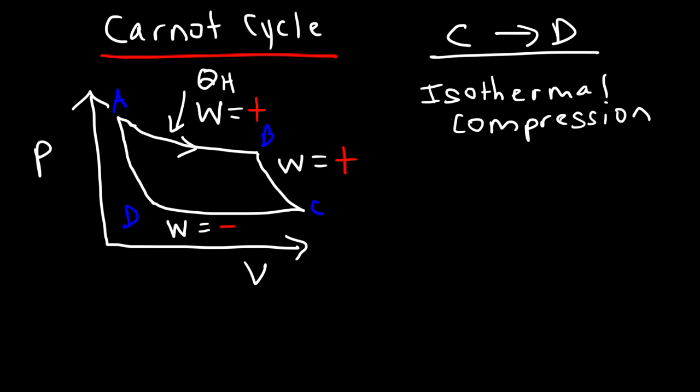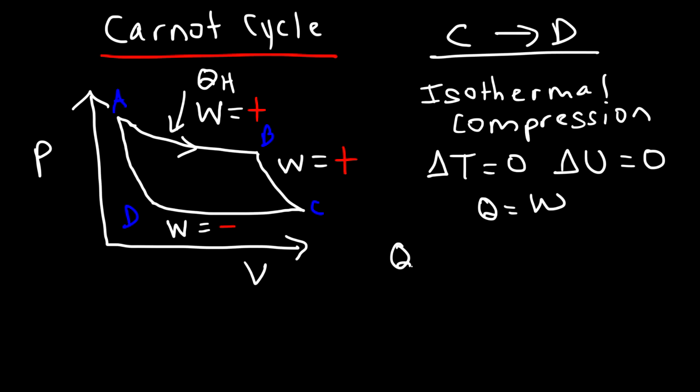Now, because we're still dealing with an isothermal process, the temperature is constant. So the change in temperature is still 0, and therefore the change in the internal energy of the system is also 0. So Q is still equal to W. So QC, we're dealing with a lower temperature now. At this point, this is the higher temperature, and this here is the lower temperature. So QC is equal to the work going from C to D.